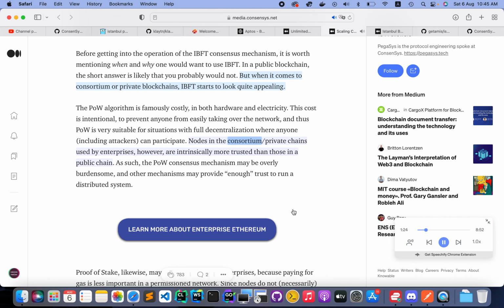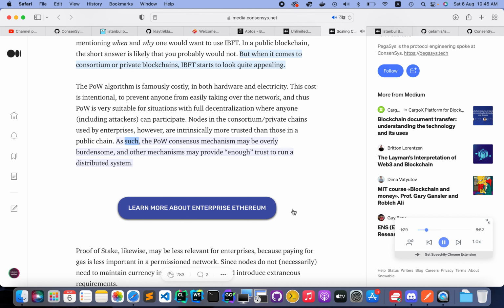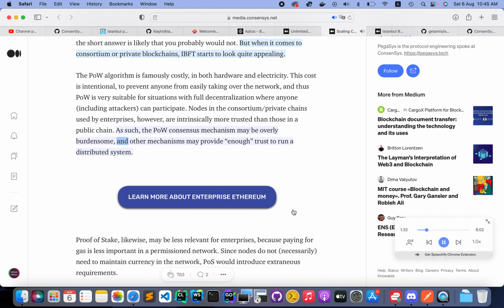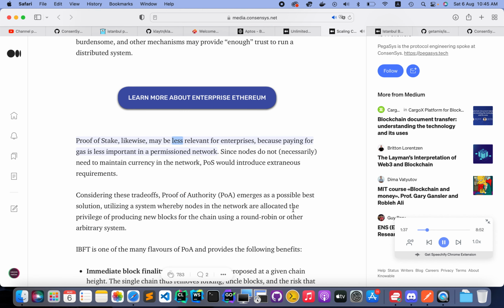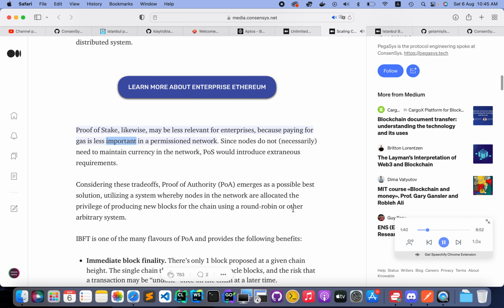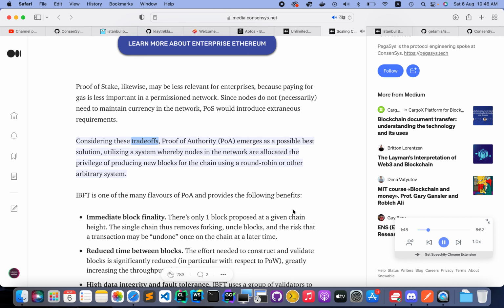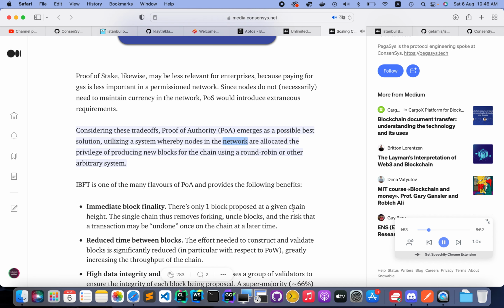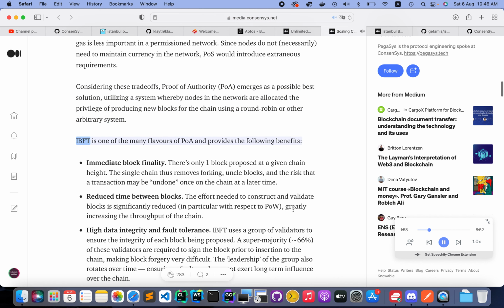Nodes in the consortium or private chains used by enterprises, however, are intrinsically more trusted than those in a public chain. As such, the POW consensus mechanism may be overly burdensome, and other mechanisms may provide enough trust to run a distributed system. Proof of stake, likewise, may be less relevant for enterprises, because paying for gas is less important in a permissioned network. Since nodes do not necessarily need to maintain currency in the network, POS would introduce extraneous requirements. Considering these trade-offs, proof of authority, POA, emerges as a possible best solution, utilizing a system whereby nodes in the network are allocated the privilege of producing new blocks for the chain using a round-robin or other arbitrary system. IBFT is one of the many flavors of POA and provides the following benefits.